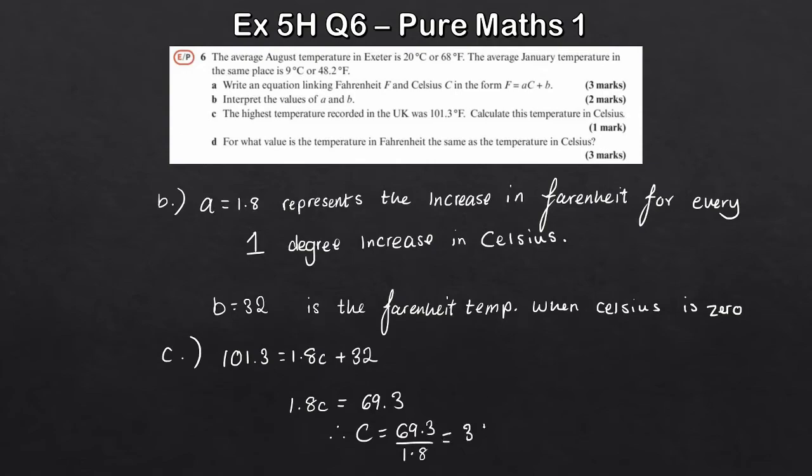And I should get here 38.5 degrees Celsius there. Okay. So there we have it. So just 1 mark for that, because it's essentially just a basic GCSE substitution question.